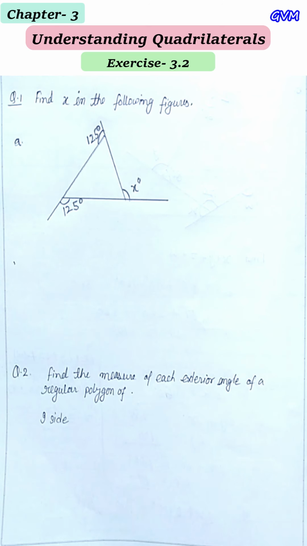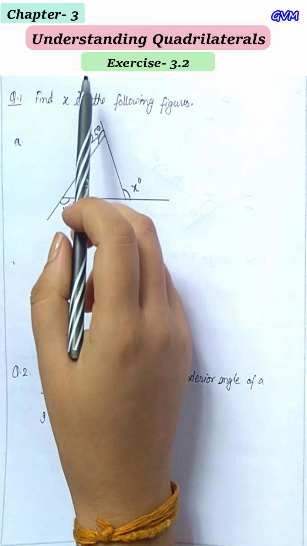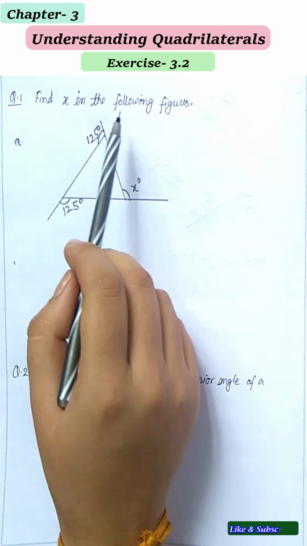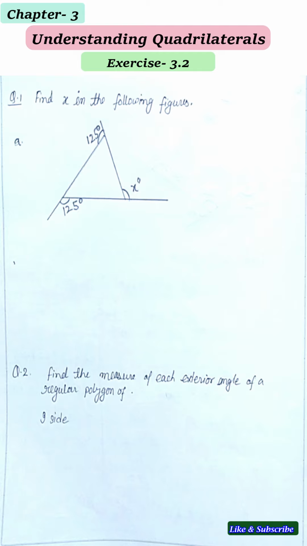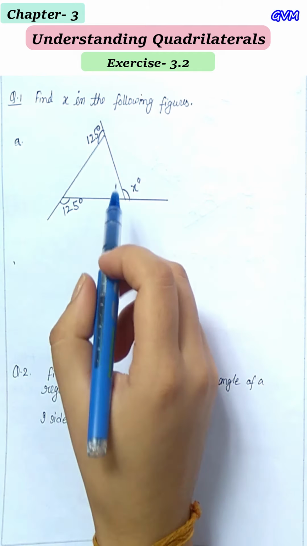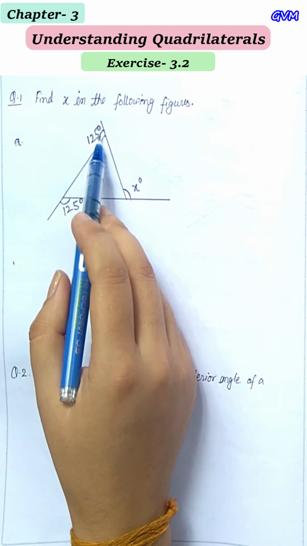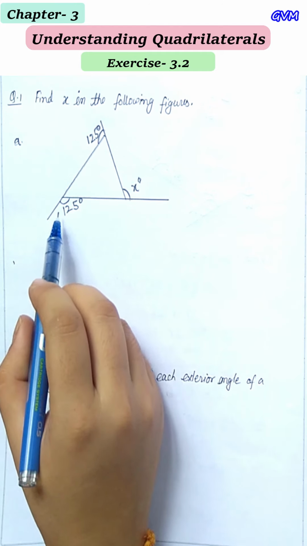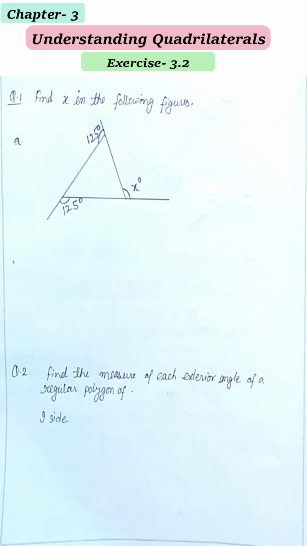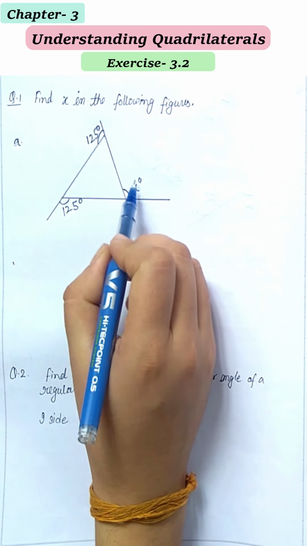Hello students, today we are going to solve our next exercise, that is 3.2 from the chapter Understanding Quadrilaterals. Okay, so first question is find x in the following figure. तो हमें क्या करना है, ये ट्रायंगल शेप का फिगर दिया है जिसमें एक्सटीरियर एंगल्स दिए हैं. This angle is 125 degree, this angle is 125 degree and this angle is x degree, that is unknown. Okay, and we have to find the x.